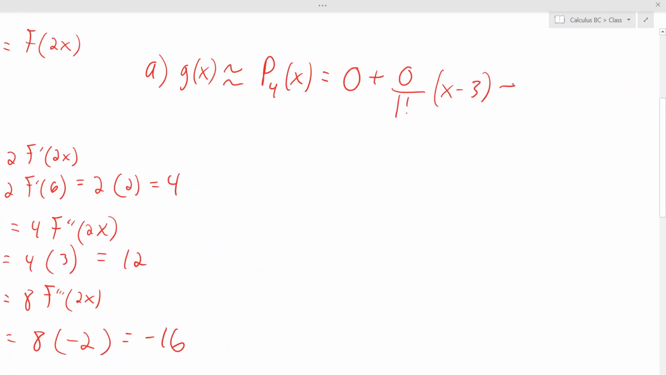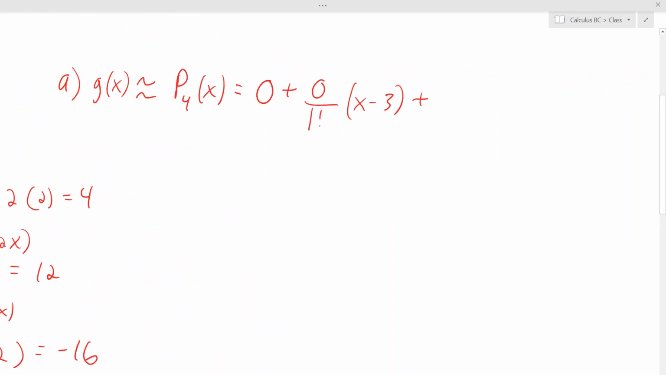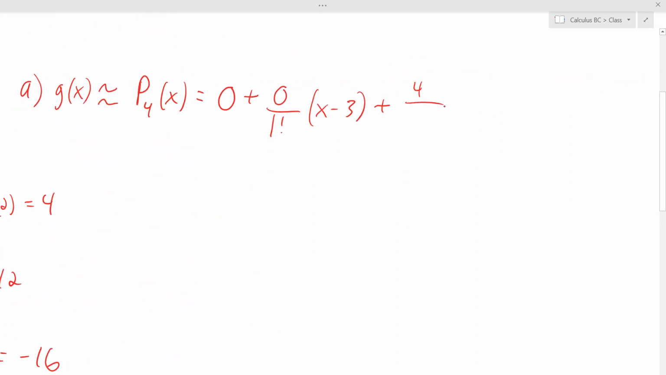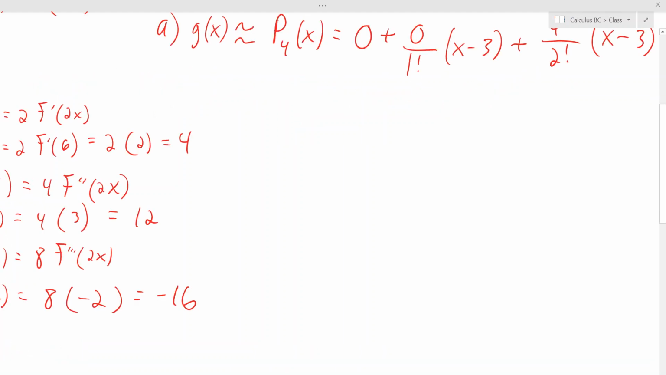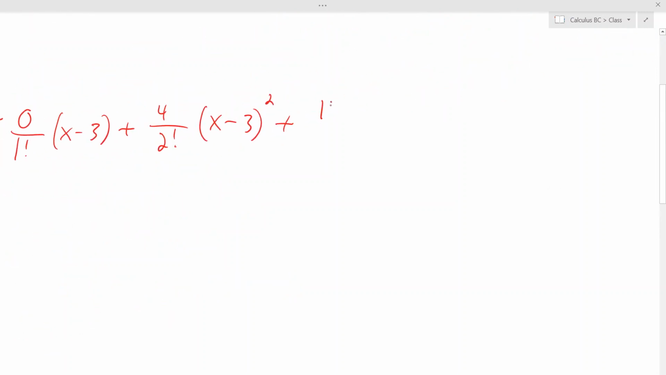The next one is the second derivative at 3, which was 4. So that's 4 over 2 factorial, x minus 3 squared. Plus, we need the 3rd derivative, which we said was 12. So that's 12 over 3 factorial, x minus 3 cubed. And then minus 16, so 16 over 4 factorial, x minus 3 to the 4th.